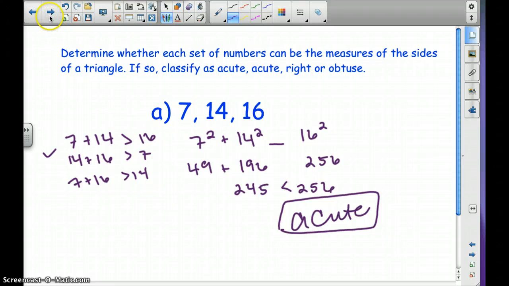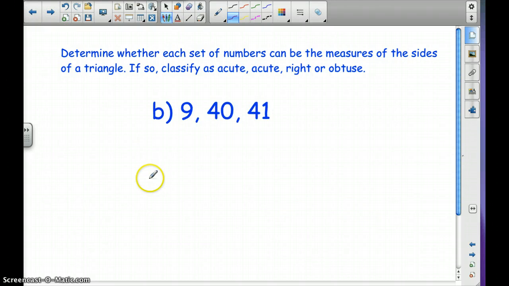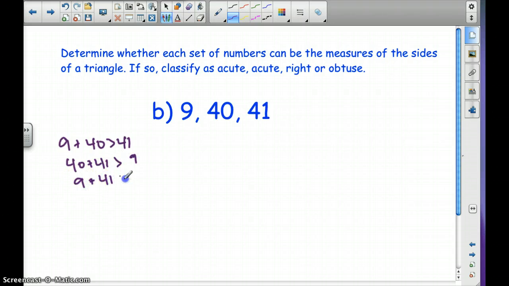All right, let's try another one. 9, 40, and 41. First of all, is this a triangle? 9 plus 40 is greater than 41, check. 40 plus 41 is greater than 9, check. And then we have 9 plus 41 is greater than 40. All right, so we know it's a triangle. Now what kind of triangle is it going to be? Well, let's look here. 9 squared plus 40 squared. What is that in comparison to 41 squared?